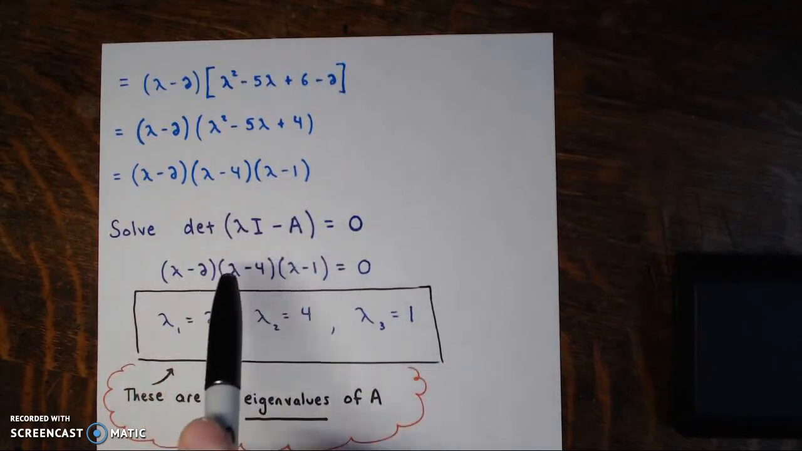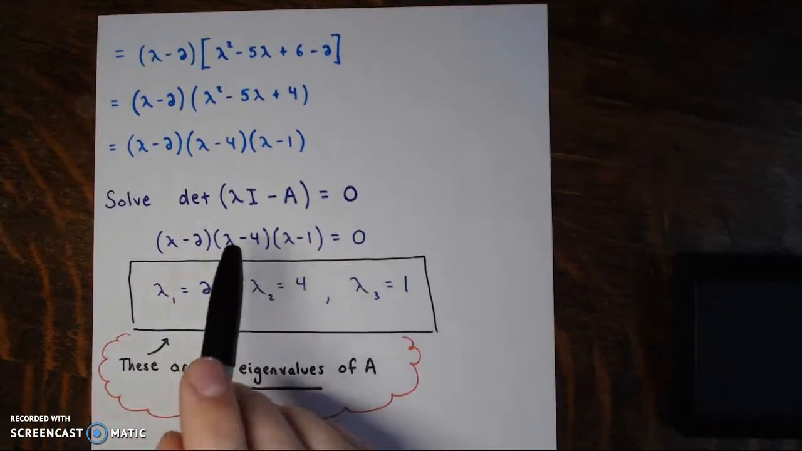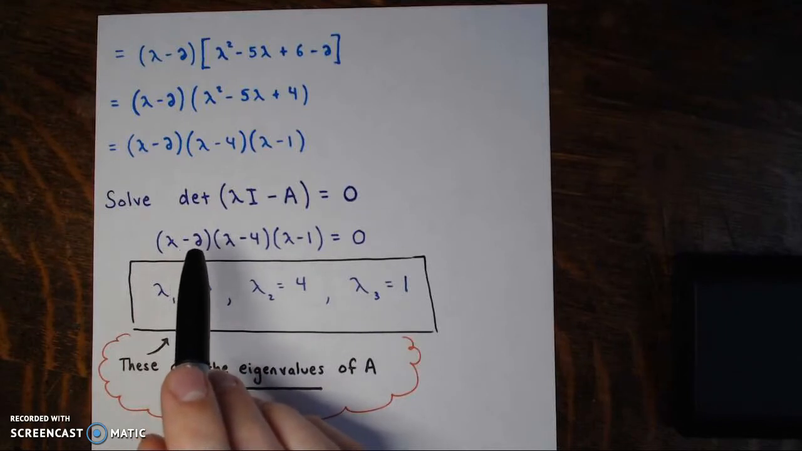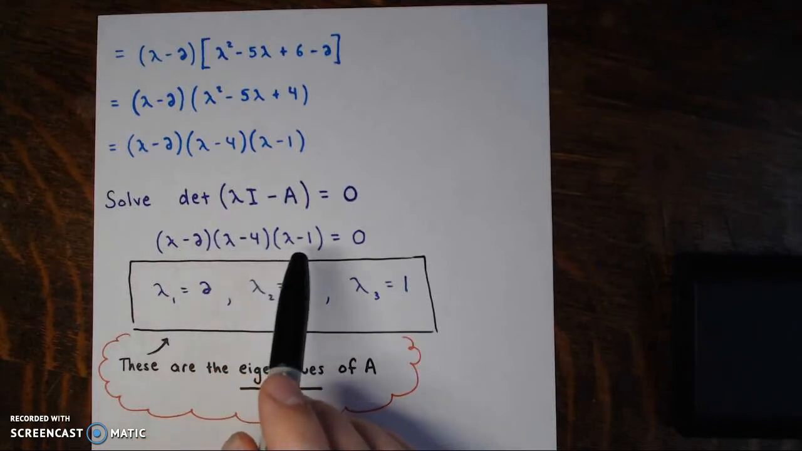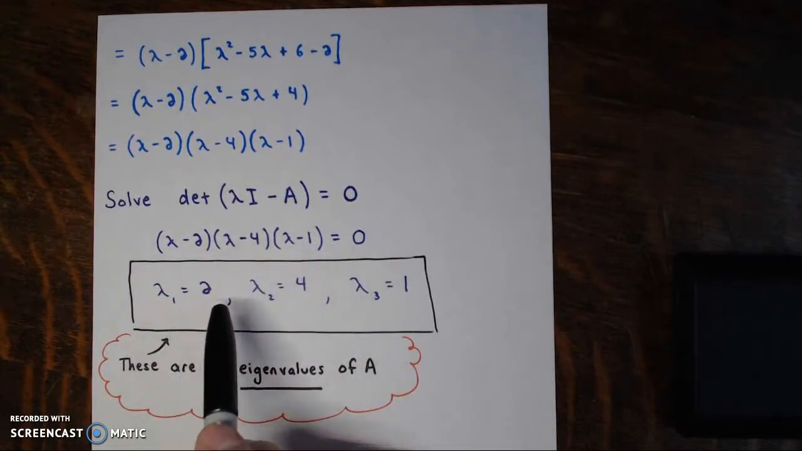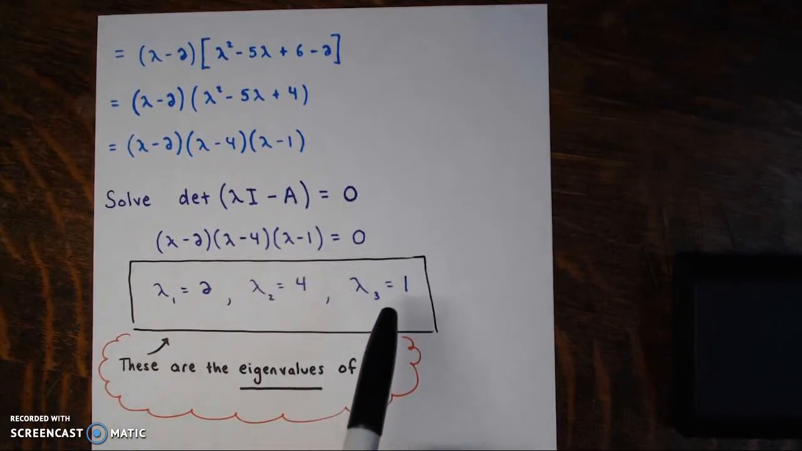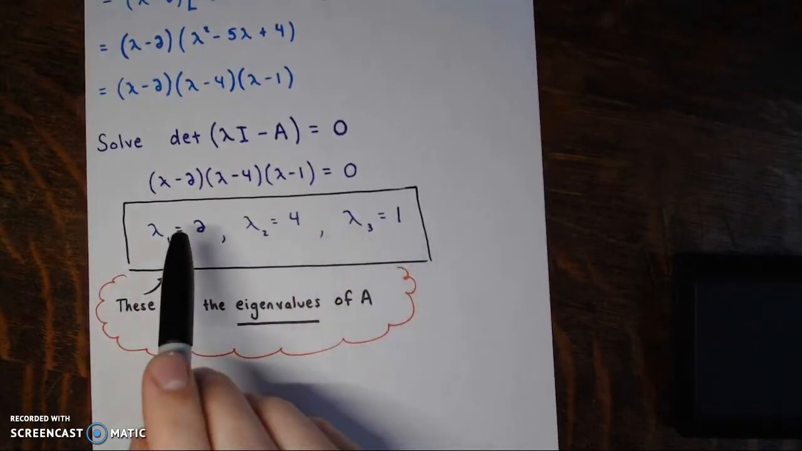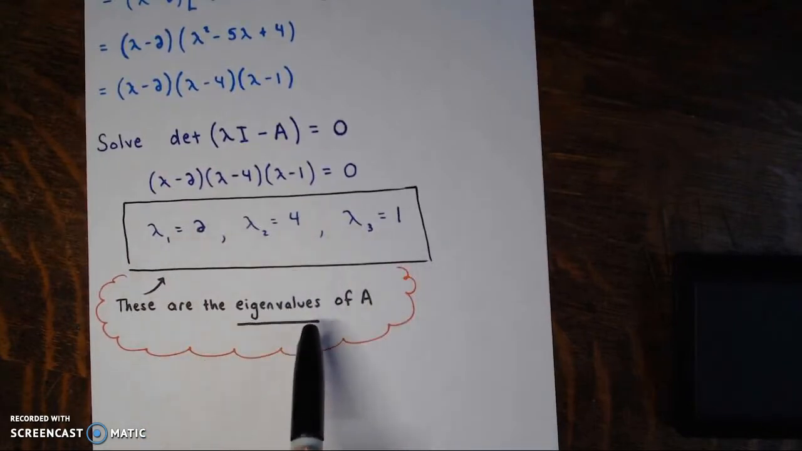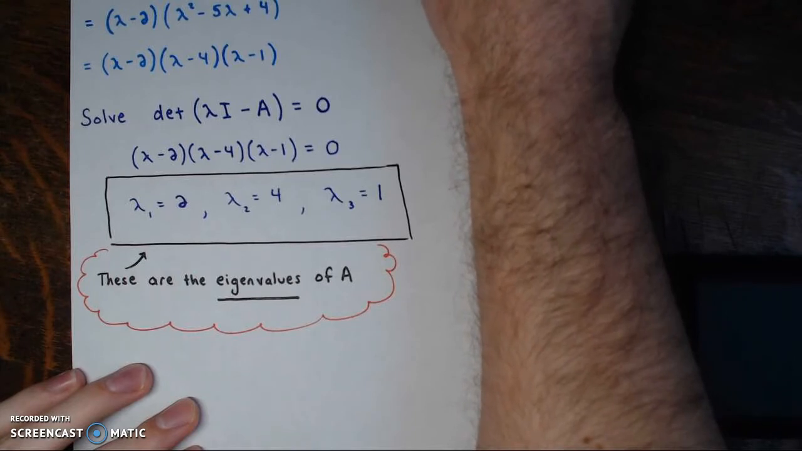And we're setting that equal to 0. When is that equal to 0? Well, that's equal to 0 when lambda is 2, when lambda is 4, and when lambda is 1. So I'll call 2 lambda 1, 4 lambda 2, and 1 lambda 3. So here would be what they call the eigenvalues of that matrix A. And in the next video, we'll be finding eigenvectors corresponding to a particular eigenvalue.